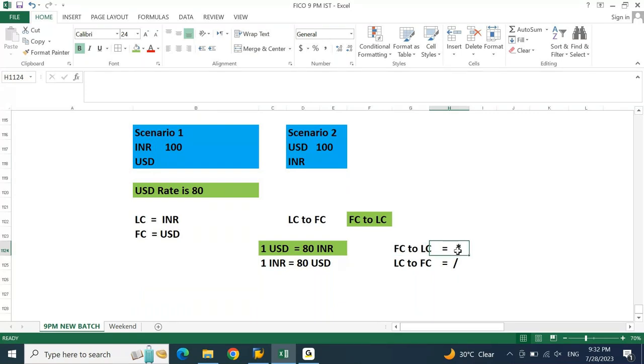Yes. So here what I will do? I will multiply $100 with 80. I am getting 8,000 here. Is this clear? How I got 8,000 here?